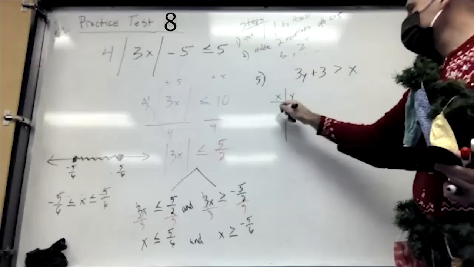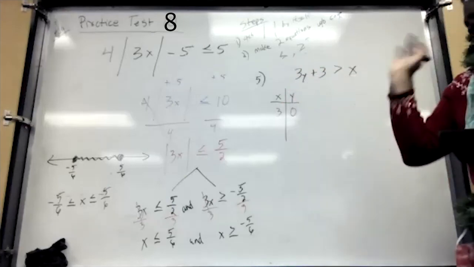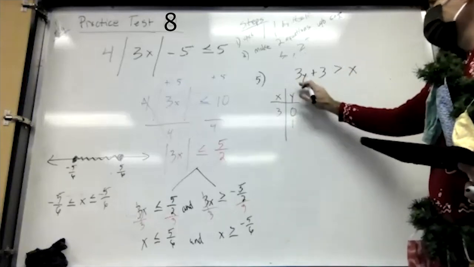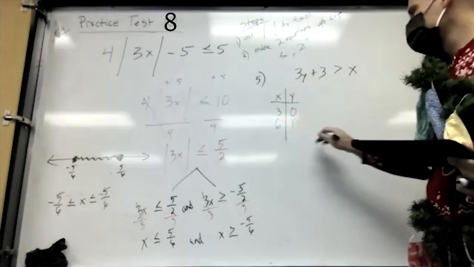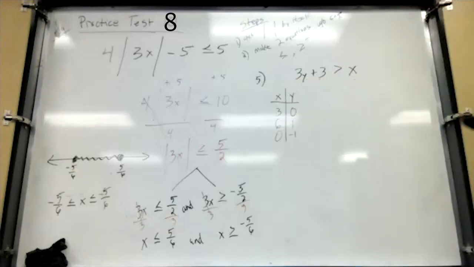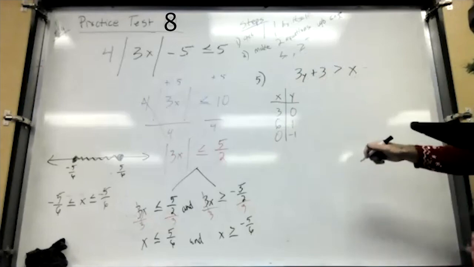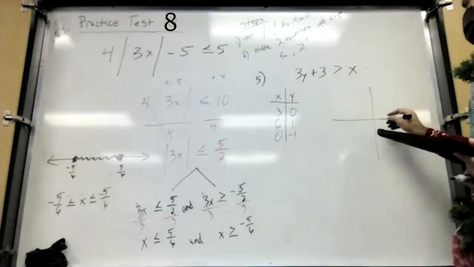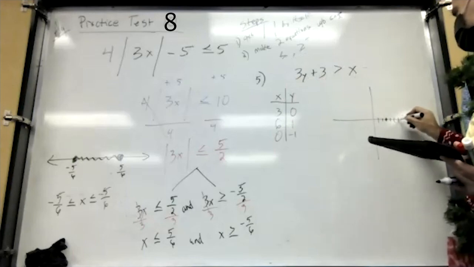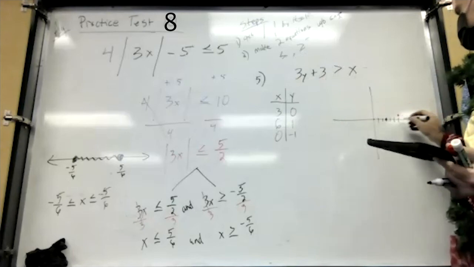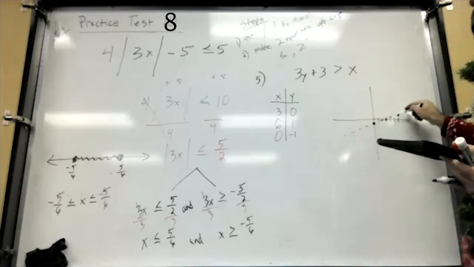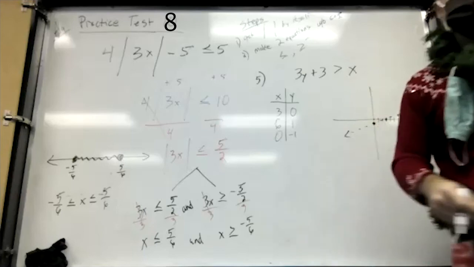So x is 3, but later we're going to dot that line, right? Because it's greater than. Okay, and then let's say y is 1. That makes 3 plus 3 is 6. Maybe y is negative 1, then x would actually be 0, right? Negative 3 plus 3 is 0. So if I graph that, 3, 0 is right there. 6, 1 is right there. 0, negative 1 is right there. And it's dotted.